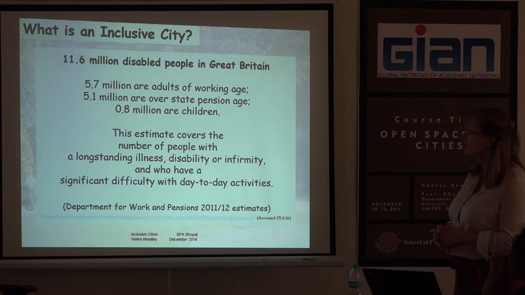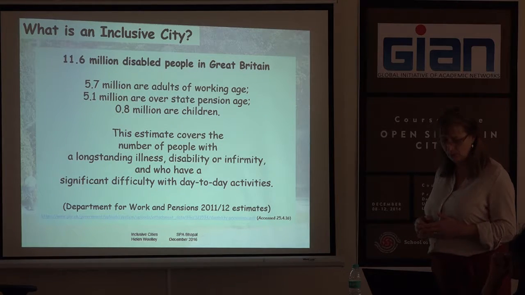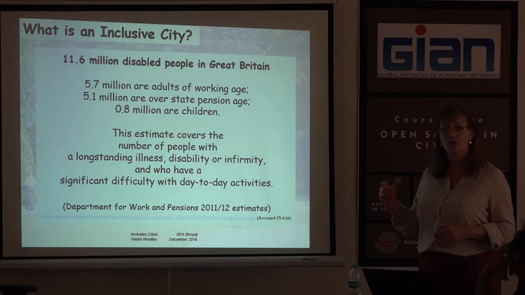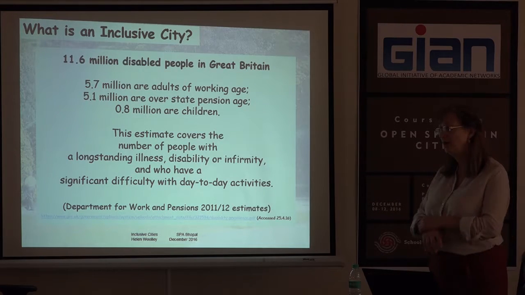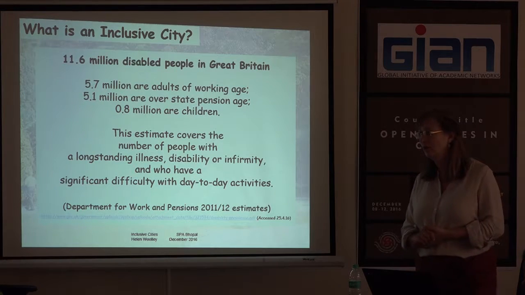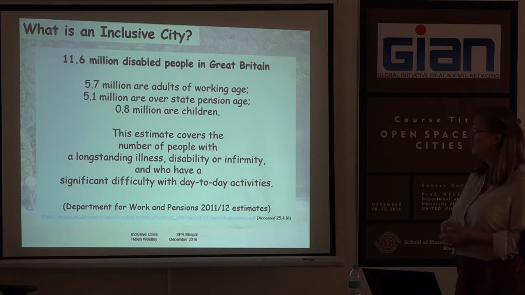So these estimates cover the number of people with a long-standing illness, disability or infirmity, and who have significant difficulty with day-to-day activities. So these definitions are quite important. Long-standing is defined as more than a year. So if you break an arm or a leg in a cricket match, or because you get knocked down by a car or something, and it heals within a few months, that's not considered disabled, that's an illness. But longer-standing illnesses go on for more than a year.